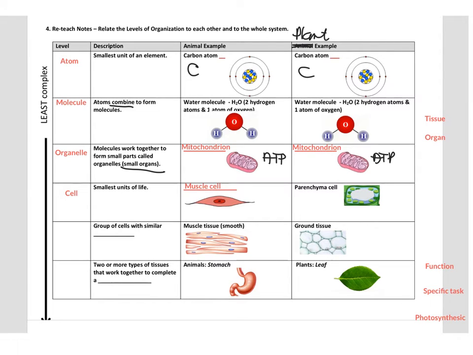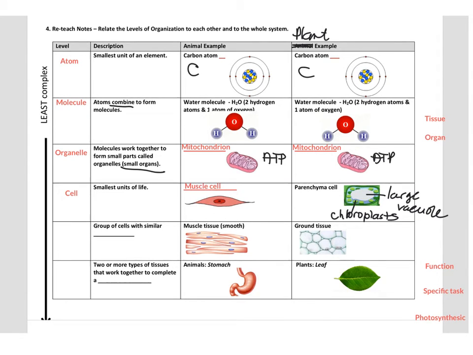An example of a plant cell is a parenchyma cell, which is basically a typical plant cell because it has a large vacuole and it has lots of green organelles that are called chloroplasts. And that's where the sugars are made during photosynthesis.